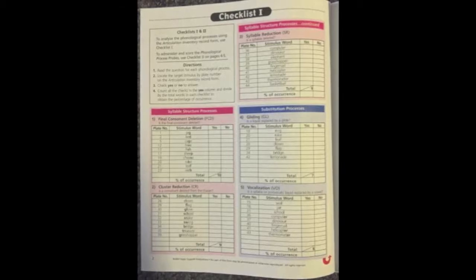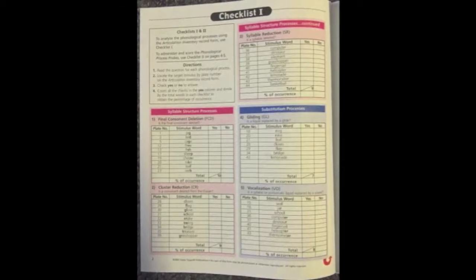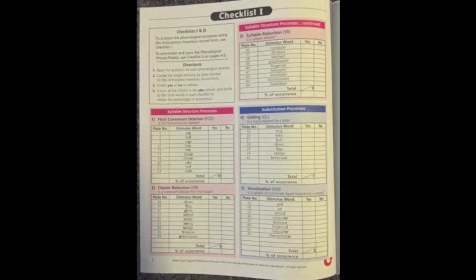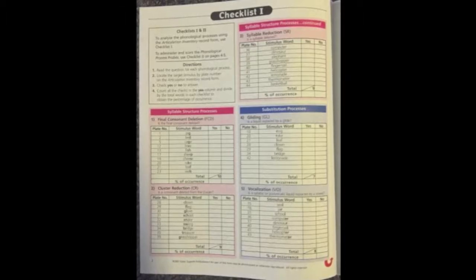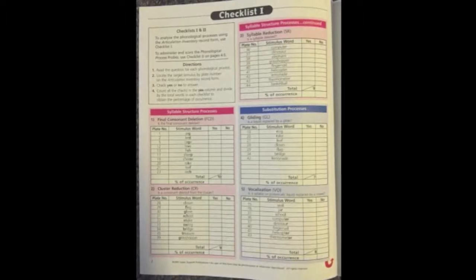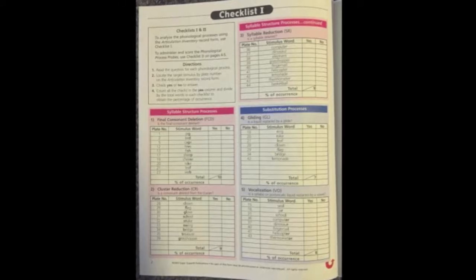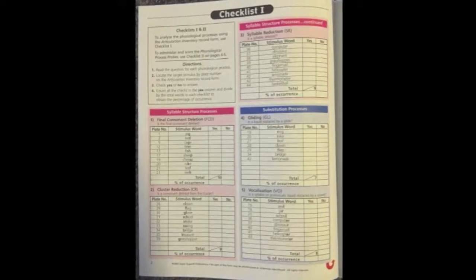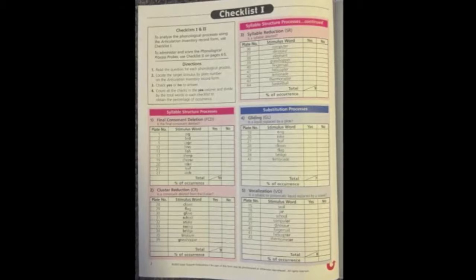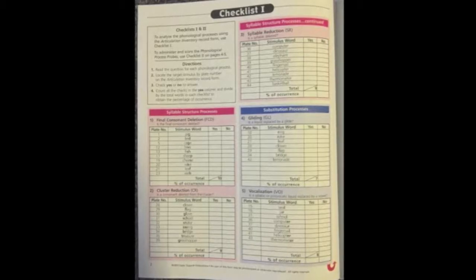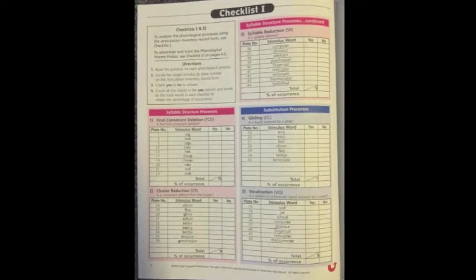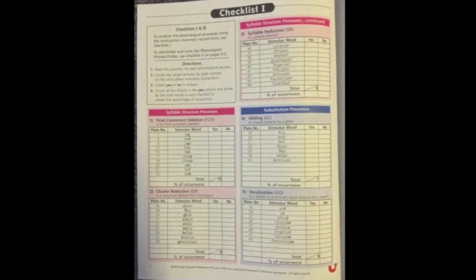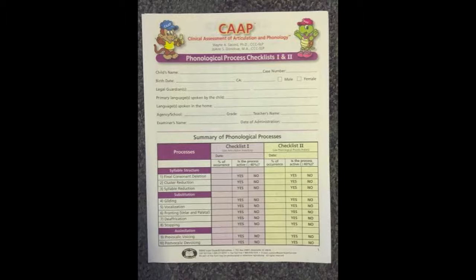After this part of the test, the clinician has the choice of choosing Checklist 1 to analyze 10 of the most common phonological processes using the client's responses from the consonant inventory section of the test. To use this checklist, the clinician will check yes or no in the provided spaces next to the target response. Count all of the checks in the yes column and divide by the total number of words in each checklist to obtain the percent of occurrence. The scores will then be transferred to the front page of the booklet where the clinician will decide if the process was active, meaning greater than or equal to 40%.